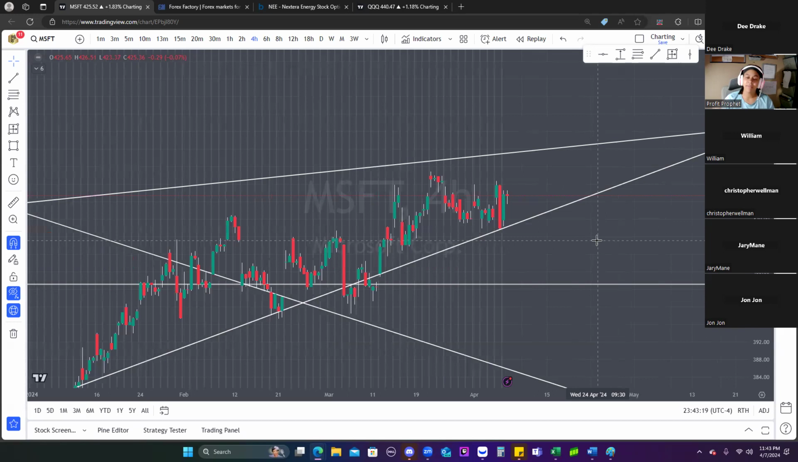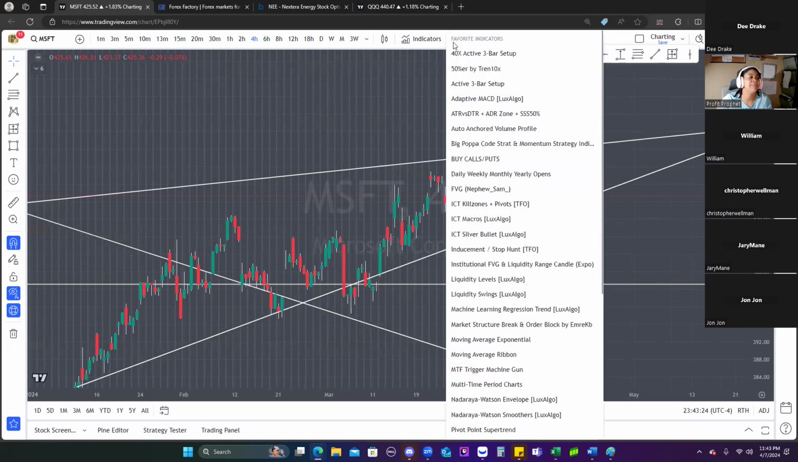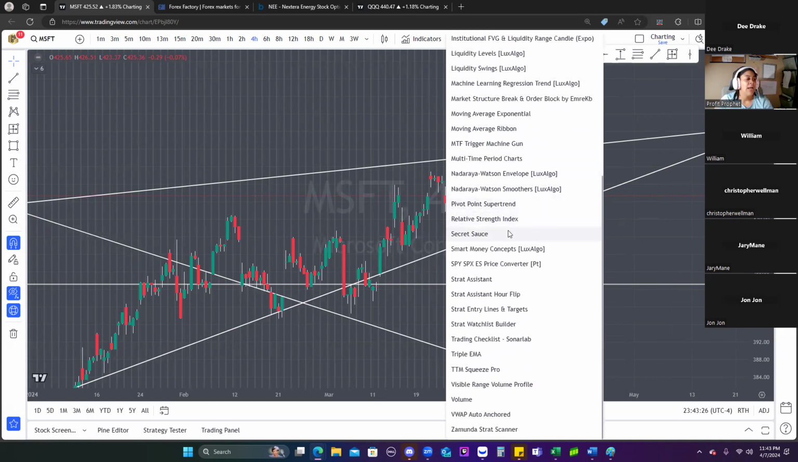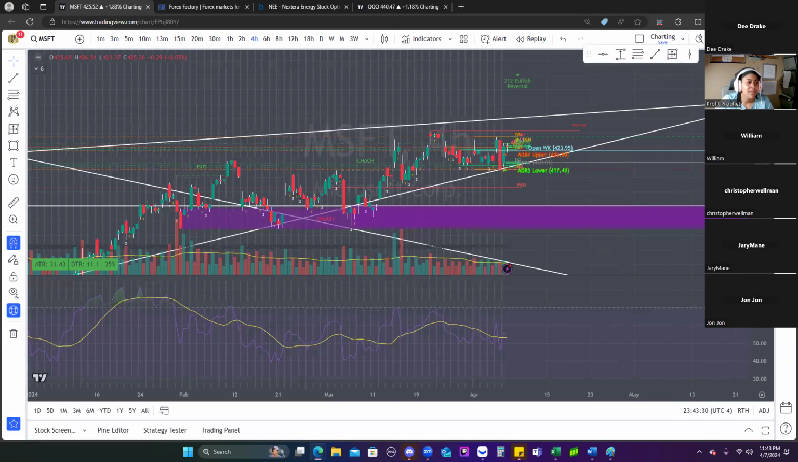All right, let's look at tools we can use to maybe catch it. Let's try some stuff. It's a lagger, but it's an oldie but goodie. A little RSI never hurt nobody.